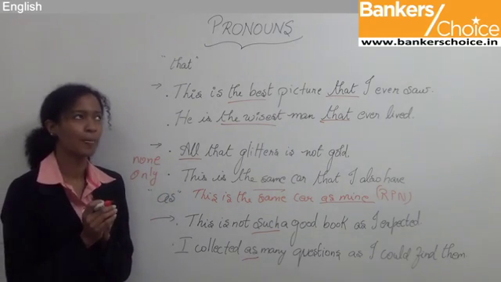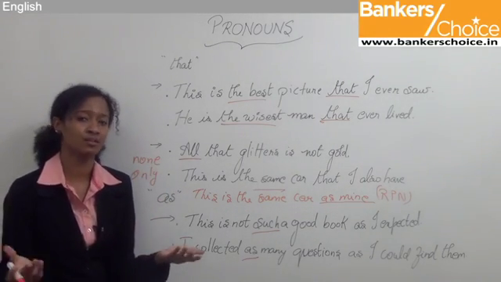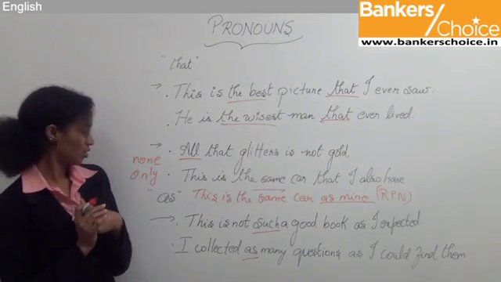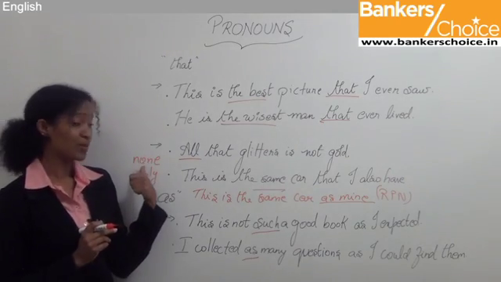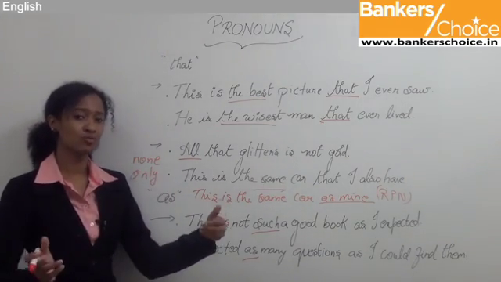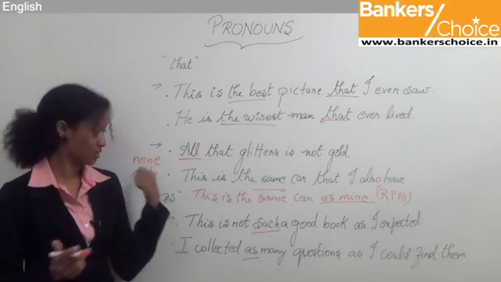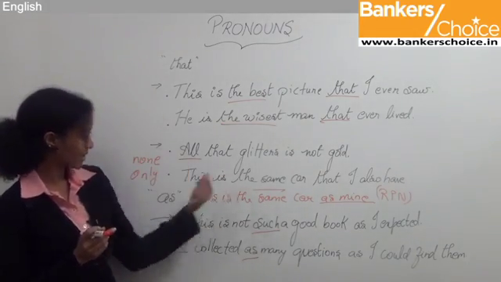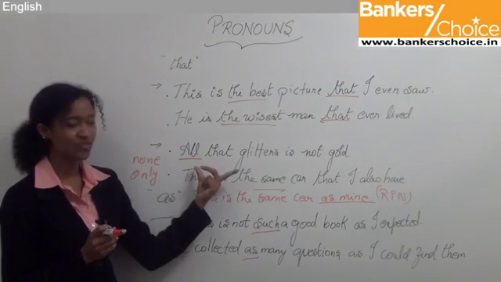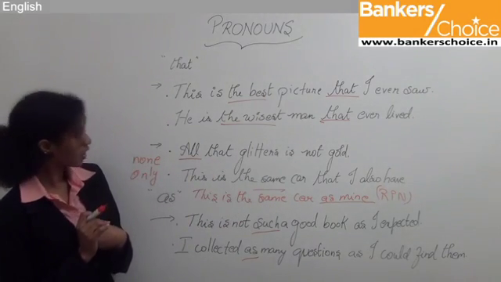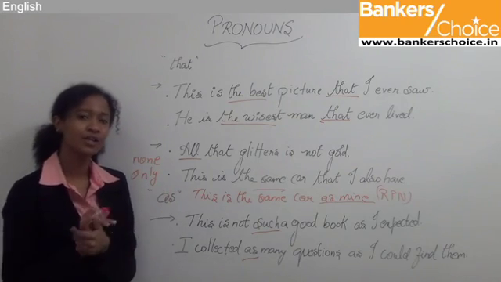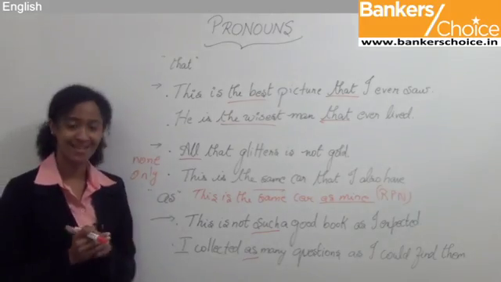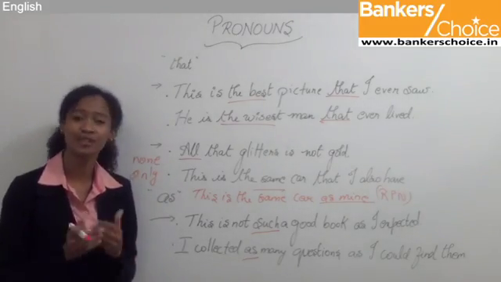For example, man is the only animal that can laugh. Or, there was none that was not moved to tears. So when words like all, same, none, only precede in the first clause, that is used. Okay, great. We've understood the application of that as a relative pronoun. Let's move to the next pronoun.